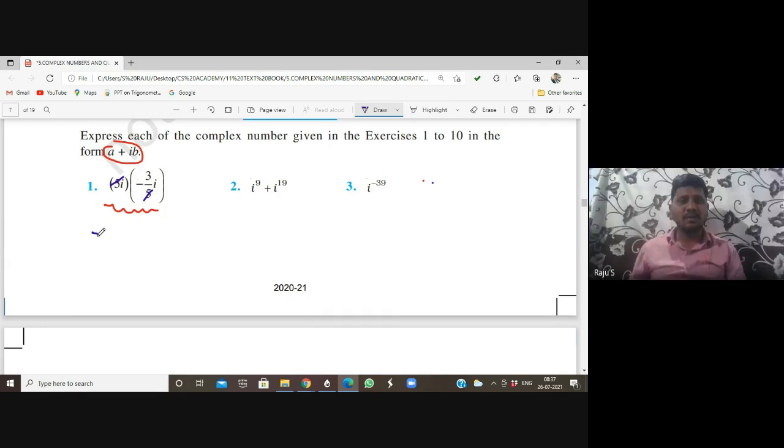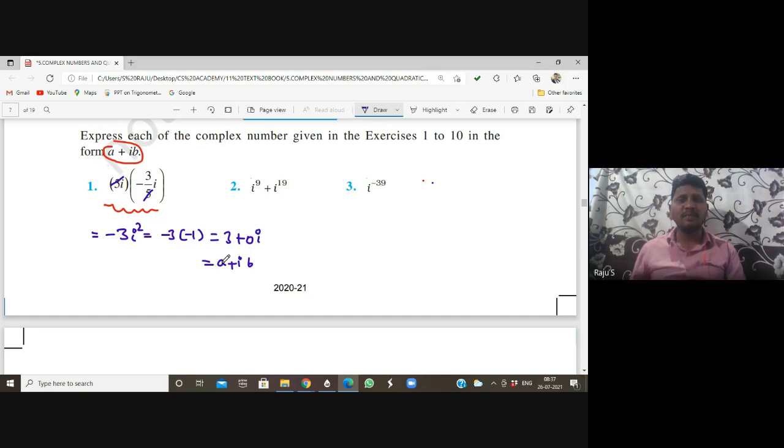Yes, this is equal to minus 3 times iota square, which is minus 3 times minus 1, that is equal to 3. You should not write 3 plus 0 into iota; you must write it like this. After writing this, you have to compare this with a plus iota times b. Okay, that's all.